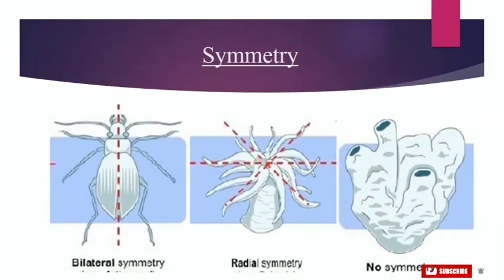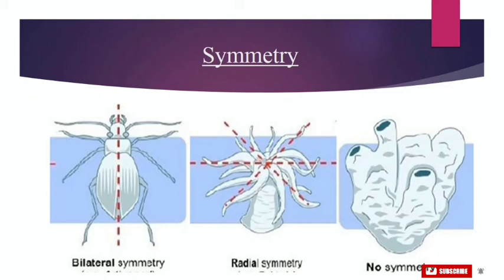Now the second basis of classification is symmetry. As you can see on your screen, there are three types of symmetry that can be observed in animals. Firstly, bilateral symmetry. Only one plane can divide the organism into two identical left and right halves. From the image, you can get the idea that the plane, the red line, is dividing the organism into two identical halves. One will be the left part and the other will be the right part. This type of symmetry can be observed in annelids and arthropods.